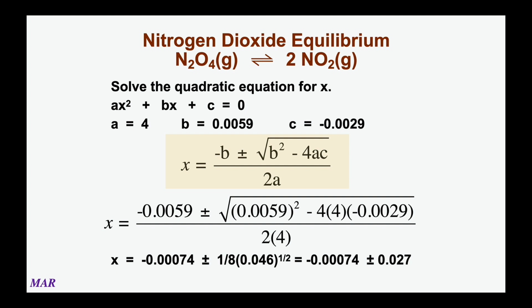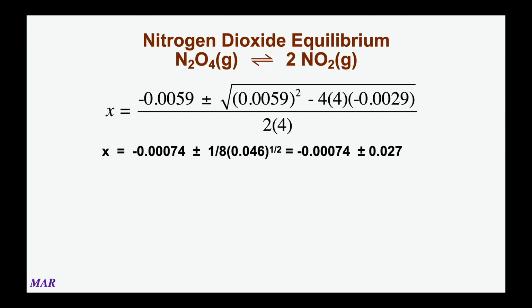In a quadratic formula, you're going to end up with two values of x. In this case, one value of x will be negative 0.00074 plus 0.027, and the other one will be negative 0.00074 minus 0.027. Those are the two allowed values of x here.